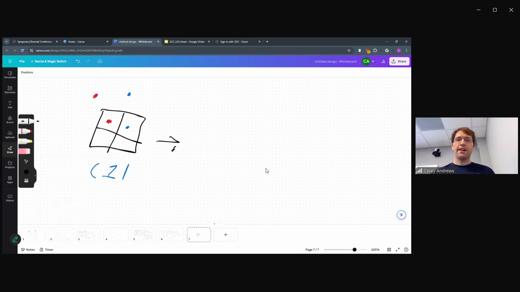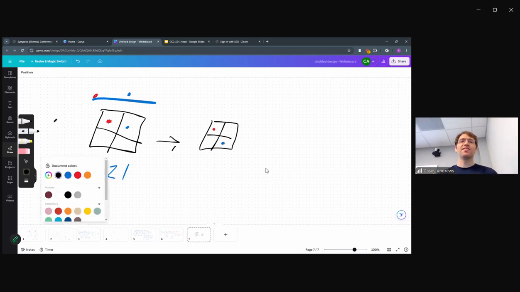Another possibility is red molecule here, blue molecule here. That's another possibility, and so on and so forth. So the number of possibilities of placing these two molecules in this box, does anyone actually know that number? How many possible ways can I do this? I don't think it's 16.